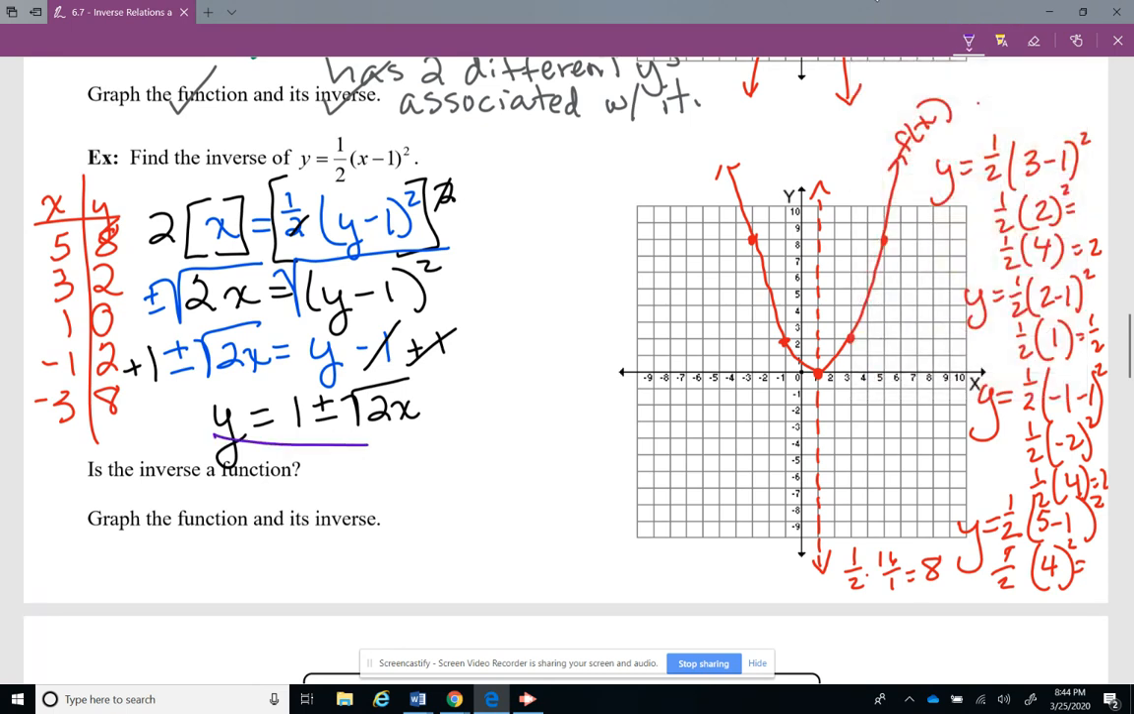So, that is our inverse. So now, do you think it's going to be a function? Nope, I don't think so either, just because of that plus or minus and that radical. I think it's going to be a sideways parabola.